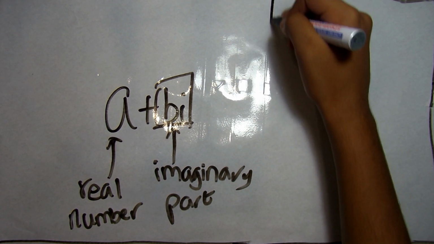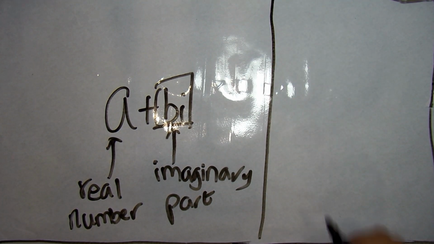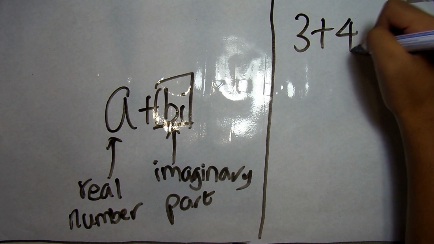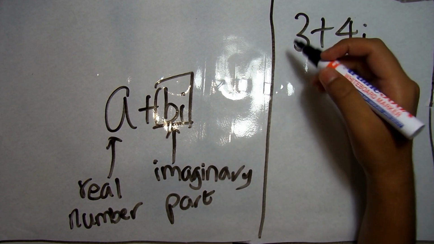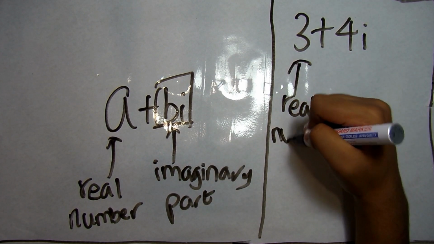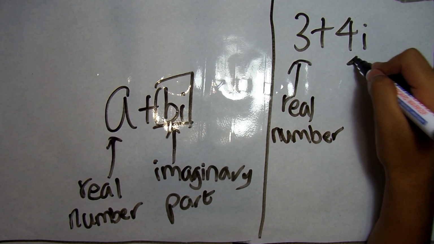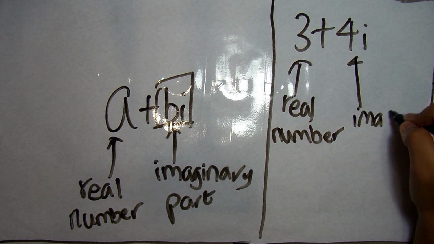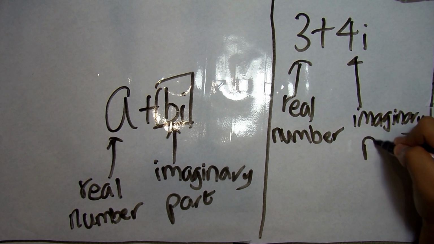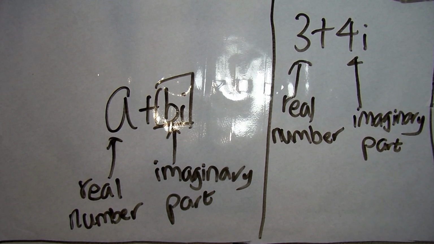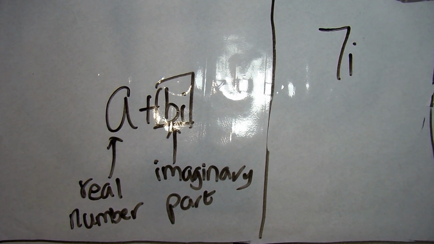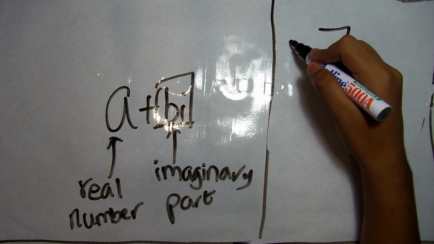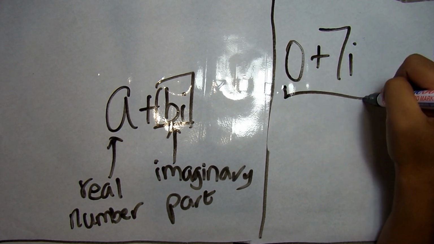So let's see the parts of complex numbers. We have 3 plus 4i, which is a complex expression. In 3 plus 4i, 3 is the real number on the number line, and 4i is the imaginary part. We also have something called a pure imaginary number, such as 7i. 7i does not have a real part, so we assume it's 0. 0 plus 7i is the proper complex expression.